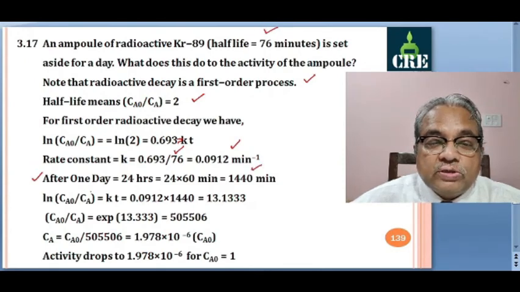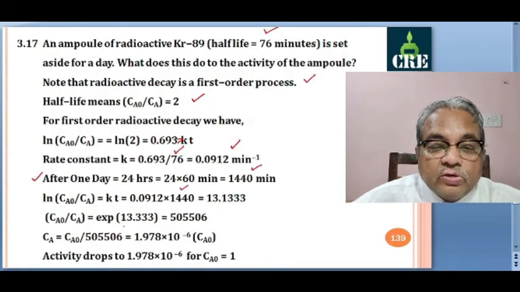So we'll find out Ca after one day, after 1440 minutes. ln of Ca0 by Ca is equal to K into T, with K the value which we have calculated. Time in minutes is 1440. Kt comes out to be 13.13. So take the antilog of this: e raised to 13.13 is equal to this value.